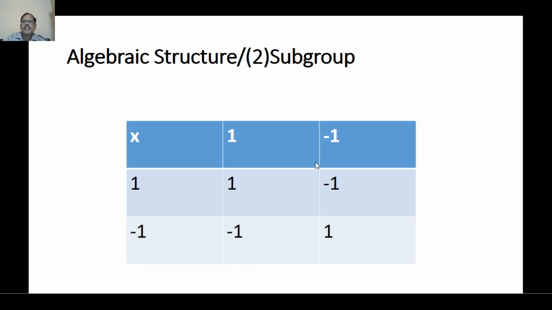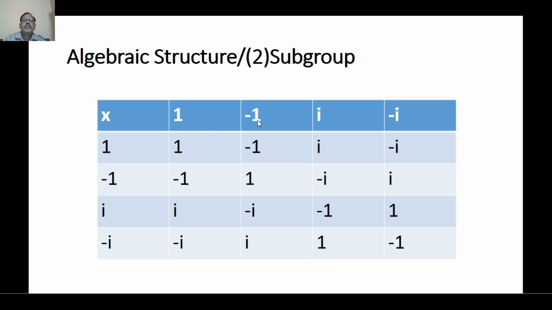In this table we can clearly show that it satisfies all the properties of subgroups. All are elements of G, one acts as the identity element, the inverse of 1 is 1, the inverse of -1 is -1, so it satisfies all the properties of a group and hence becomes a subgroup. So it's a group structure. For 1, -1, i, -i, all are elements of G, and 1 acts as the identity element. The inverse of 1 is 1, the inverse of -1 is -1, the inverse of i is -i, and the inverse of -i is i. So it is a group structure, and this table shows that it is a subgroup.